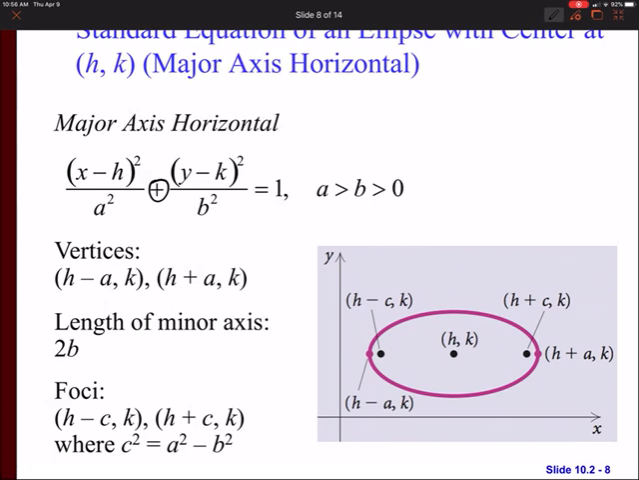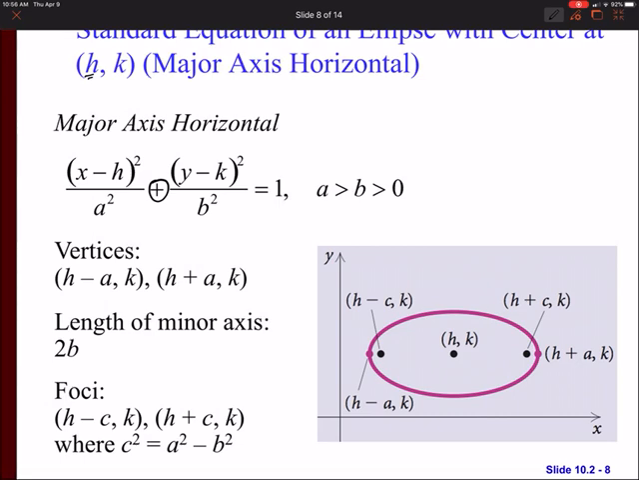Like we did with a circle, we're adding two squared terms together. The x term is formed by subtracting the x coordinate of the center. So h is the x coordinate, so (x minus h) squared forms the x term. And (y minus k), with k the y coordinate of the center, forms the y term.